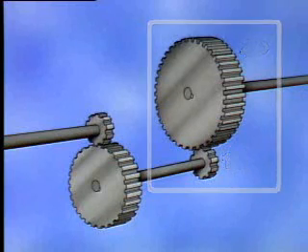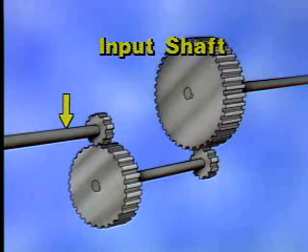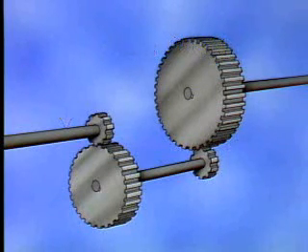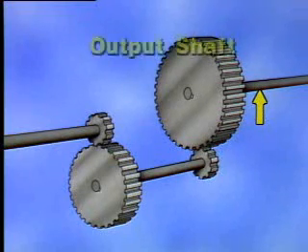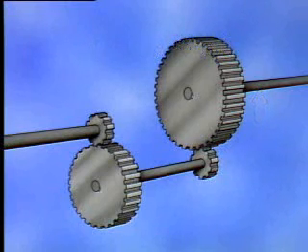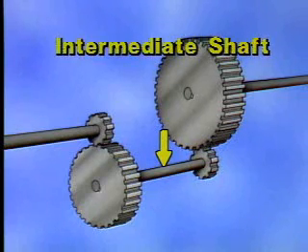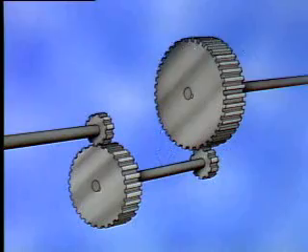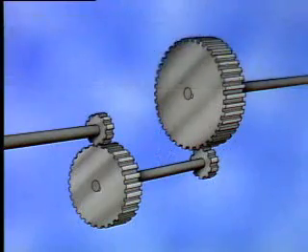In our example, this shaft is turned by an external device, such as a motor, and is called an input shaft. This shaft is connected to and drives a machine such as a pump or a fan. It's often called the output shaft. This shaft, which connects the gear in the first gear set with the pinion in the second gear set, is called the intermediate shaft.